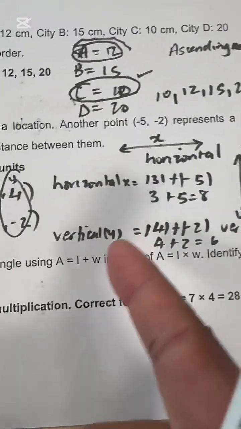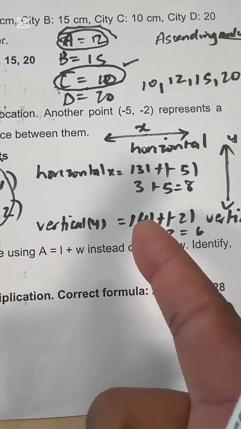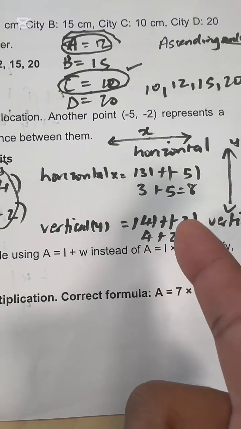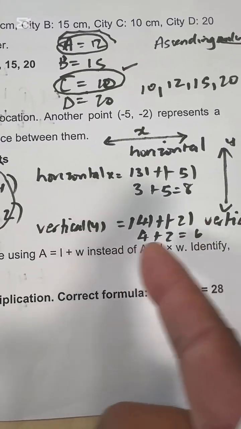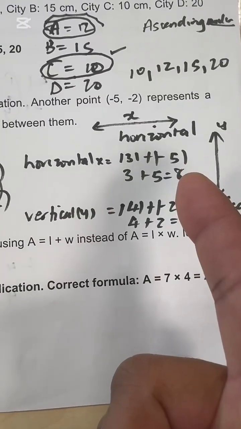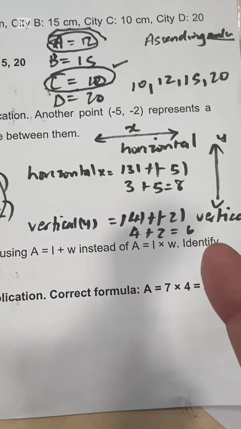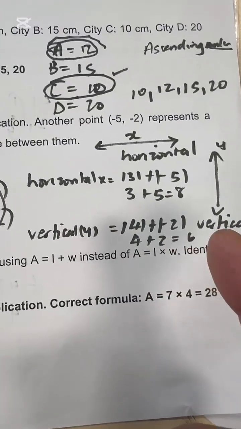So that's 8. Then the vertical is absolute value of 4, which is 4. Absolute value of 2, which is 2. 2 plus 4 is equal to 6. So it's 8 units for the horizontal and 6 units for the vertical.